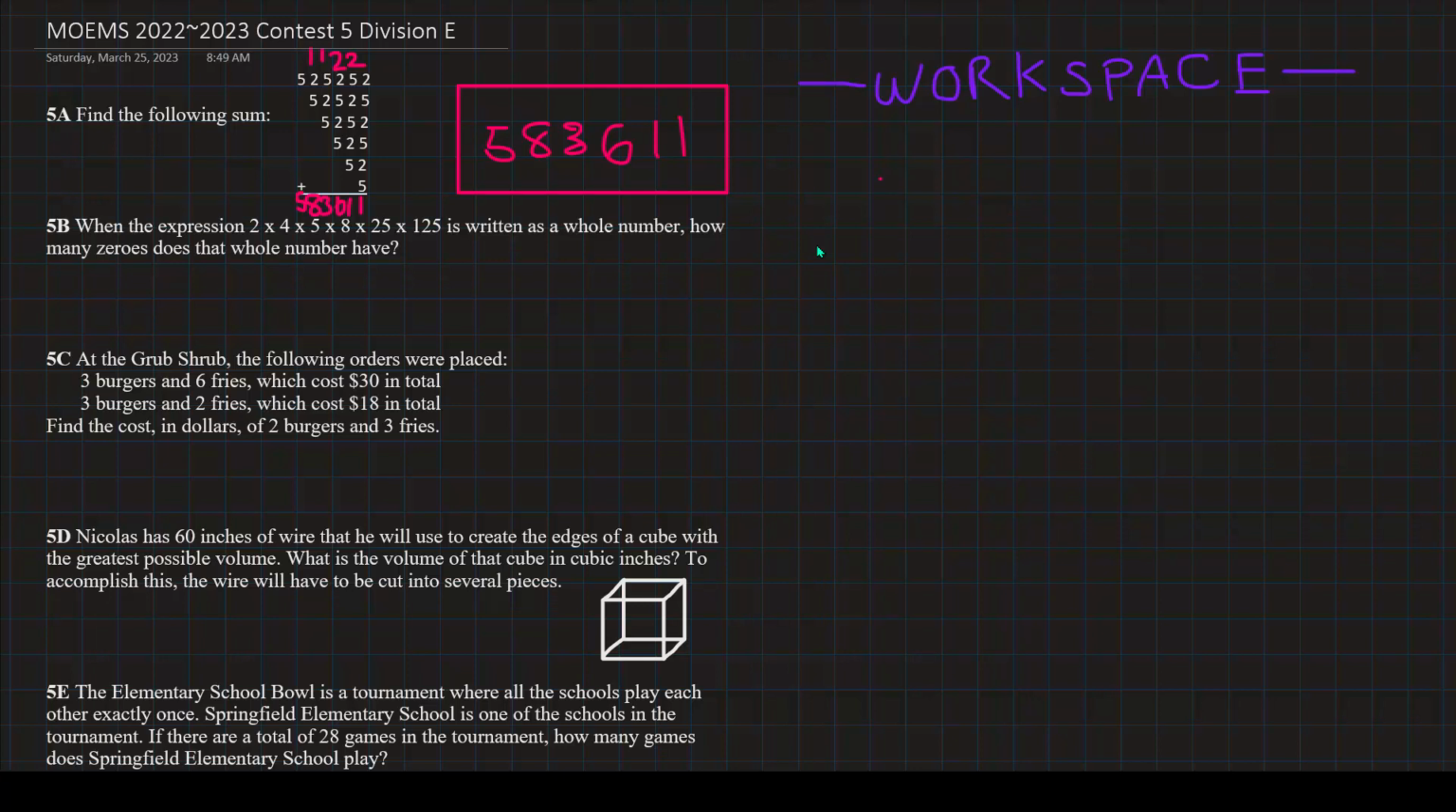When the expression 2 times 4 times 5 times 8 times 25 times 125 is written as a whole number, otherwise known as simplified, how many zeros does that whole number have? So it's basically saying the product of this expression, how many zeros does it have? What number do you have to multiply in order to get another 0 or in order to get another place value? That number is always 10 or a multiple of 10. So 10s, 100s, 1000s.